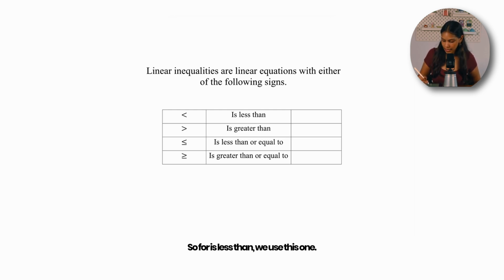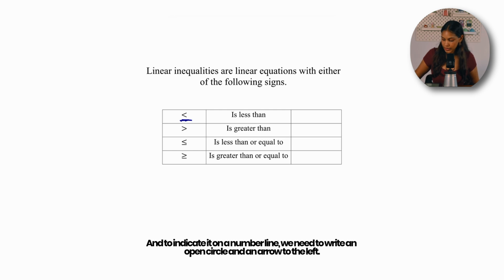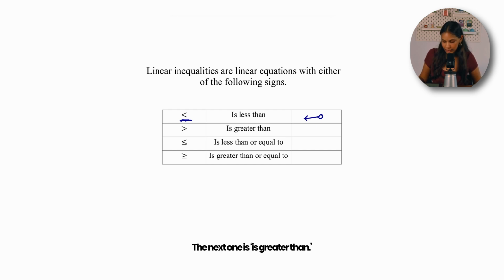For "is less than", we use this sign, and to indicate it on a number line, we need to write an open circle and an arrow to the left. The next one is "greater than". For this sign, we use this, and to represent it on a number line, we need to use an open circle and an arrow to the right.